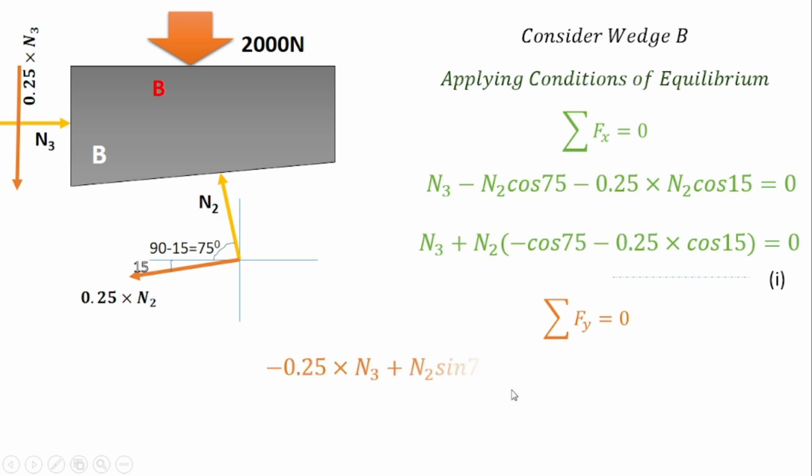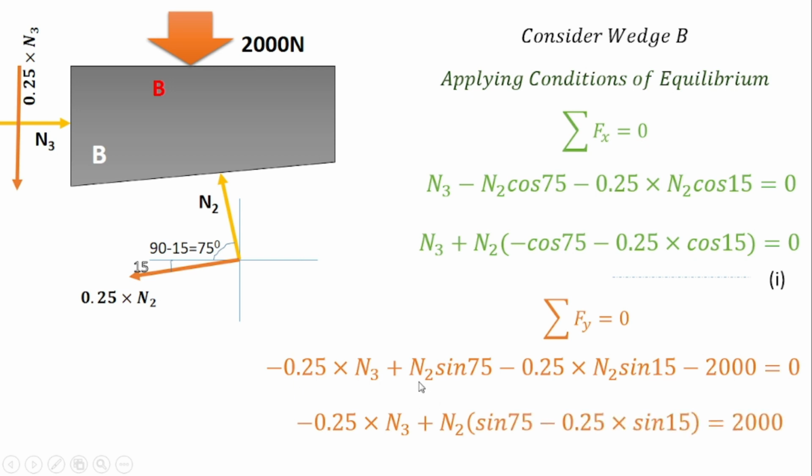So write the summation, start with 0.25 N3. It is a downward force, so it is minus 0.25 N3. The next component is N2. It is in the second quadrant, so Y component is positive. So N2 sin 75. 0.25 N2 is in the third quadrant, so y component is negative, so minus 0.25 N2 sin 15, and at the end 2000 Newton, it acts vertically downward, so it is minus. Rearranging the terms, the first term is minus 0.25 N3, then N2 common, so remaining terms are sin 75 minus 0.25 into sin 15. This 2000 Newton goes to the right side, so here it is equal to 2000 Newton. So this is your equation number 2.